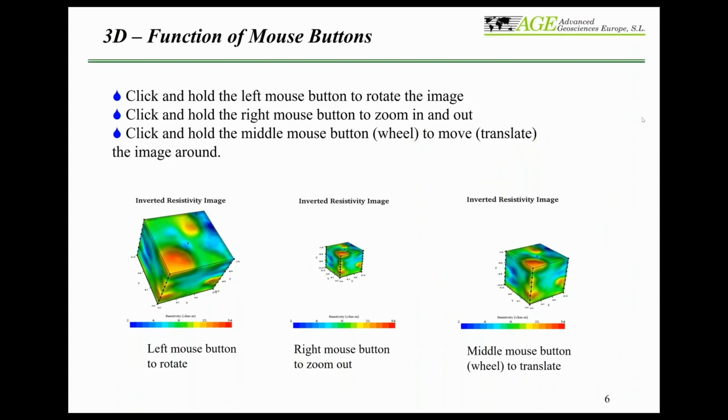The mouse buttons make it easy to rotate the image. You can rotate your image, and you can zoom in and zoom out. With the left mouse button, you can rotate. With the right mouse button, you can zoom out or zoom in. With the middle mouse button, you can also zoom in and zoom out on the images. It will really help, but you can play around. If you have EarthImager 3D, you can just play around. If you have any questions, don't hesitate to ask me.